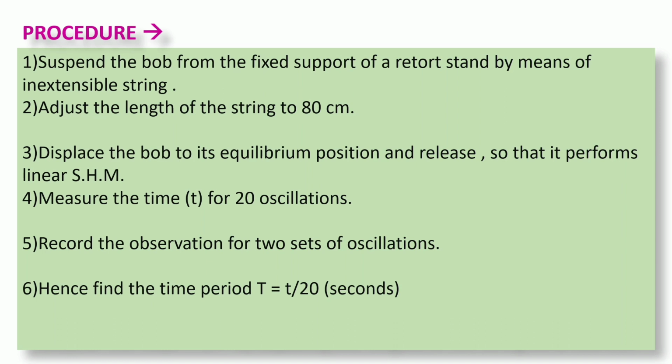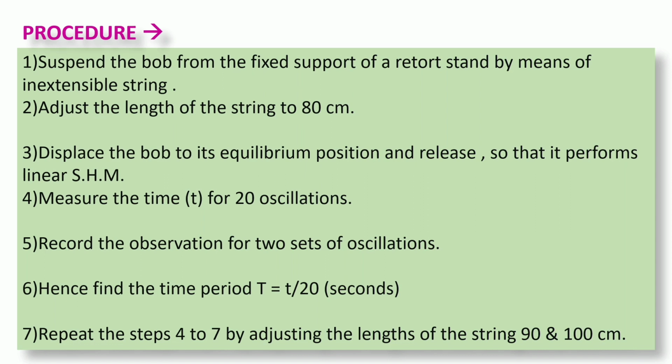Next we will change the length to 90 cm and we will take two readings for time for 20 oscillations, and again we will change that length to 100 cm and again we will find out the time for 20 oscillations. After dividing the time by 20 we will get the time for one oscillation for 80 centimeter, for 90 centimeter and for 100 centimeter.